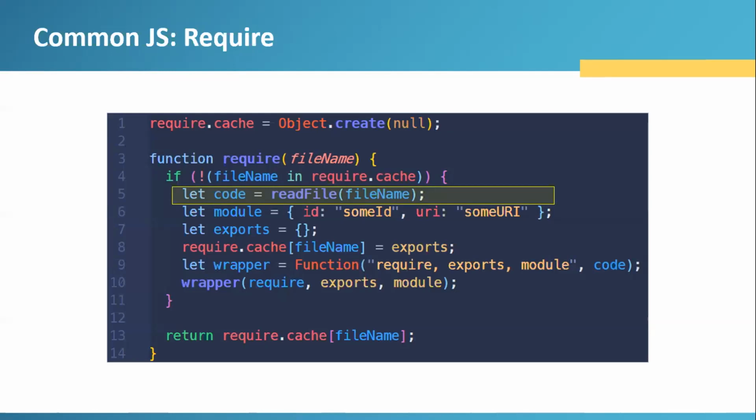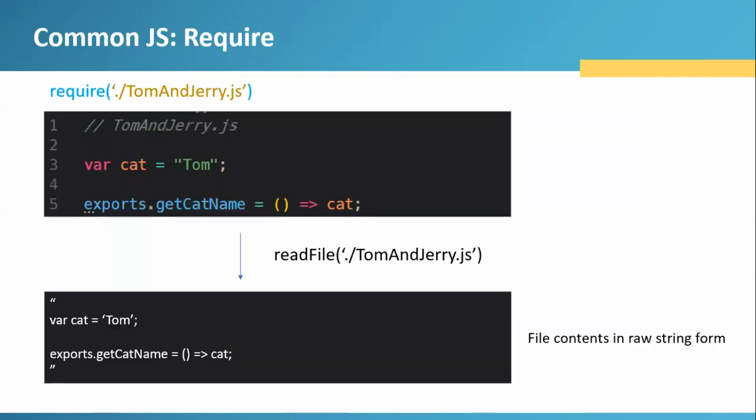So we have two stages in the pipeline. First is load file and then run it. This particular line of code, which is line number 5 in require.js, deals with the first part of the first stage of the pipeline, which is load file. If you are confused about what exactly this read file is doing, consider it an abstraction. Suppose we require commonjerry.js. Read file will fetch that file and read it in raw string format.